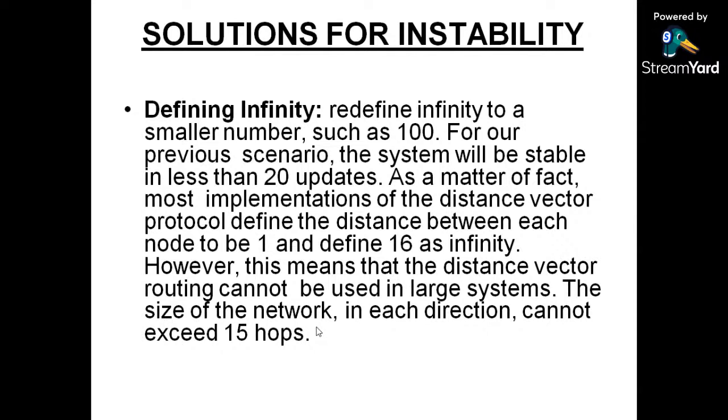As a matter of fact, most implementations of the distance vector protocol define the distance between each pair of neighboring nodes to be 1 and define 16 as infinity. However, this means that distance vector routing cannot be used in large systems. The size of the network in each direction cannot exceed 15 hops.